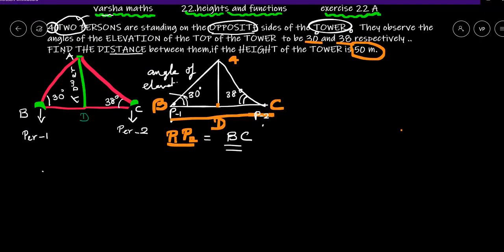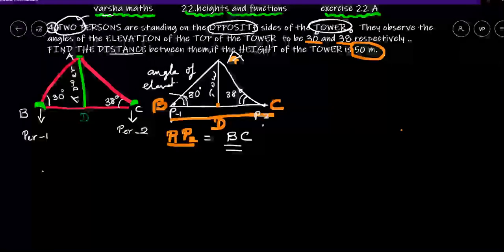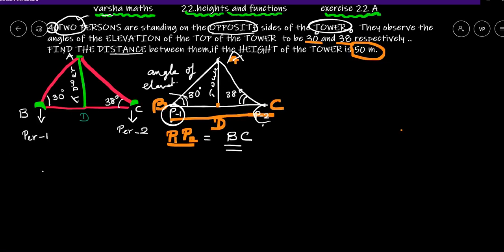Do you understand the question? So what is the tower? This is the tower, AD is the tower. I am just writing here. See, this is the tower. You have two persons, one person is here and another person is here. You have to find the distance between the two persons.